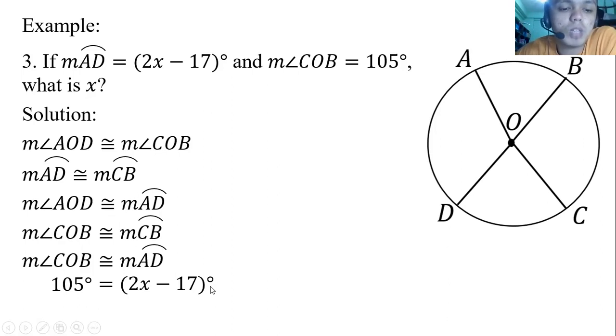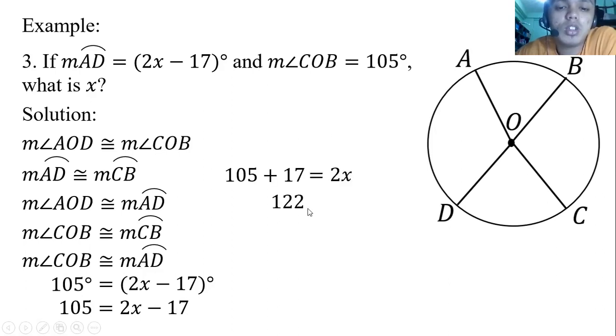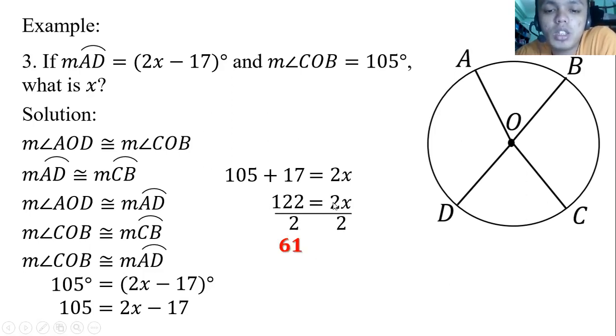No? Remove natin degree symbols. Then transpose 17, negative 17 to the other side. We have 105 plus 17, no, is equal to 122 equal to 2x. Then divide both sides by 2. 122 divided by 2 is equal to 61. Then cancel this out. Your x is equal to 61. Okay? So, ganun lang.